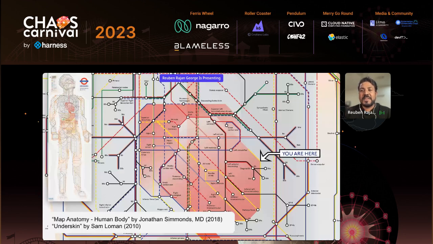There's more about this. I've put a link to this in the reference section. Now I'll be showing another, very similar illustration by Sam Lohman later in this presentation.